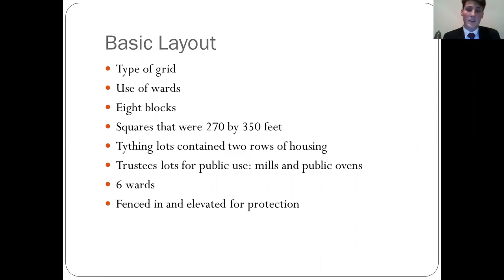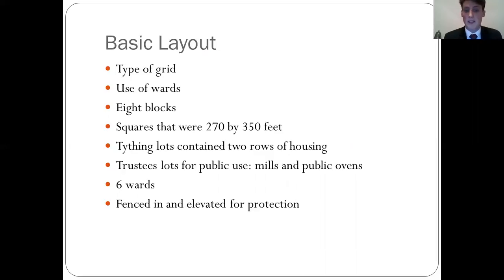The basic layout of Savannah is similar to your basic grid format. But the thing that was revolutionary about it is he came up with what he called wards. A ward had a centralized square that was 270 by 350 feet, and around each square were about 8 lots. The 8 lots were divided into different uses, including tithing lots, which were lots for housing, and these tithing lots had 2 rows of housing, basically housing projects.